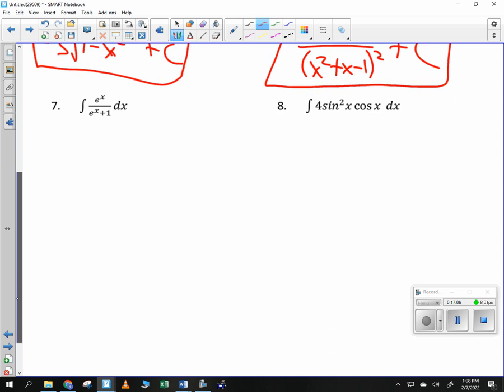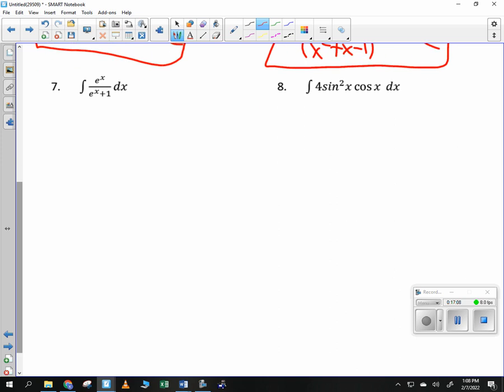Okay, Abby asked a really good question earlier. We're almost done. These last two are complicated. They're really not that bad. The question is, how do we choose u? Anybody want to guess? We have 2 choices for u. What do you think our first choice is? E to the x. What's our other choice? E to the x plus 1. The question is, should we choose the top or should we choose the bottom?